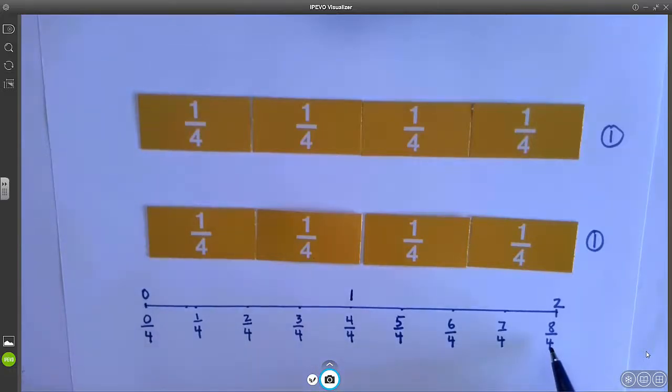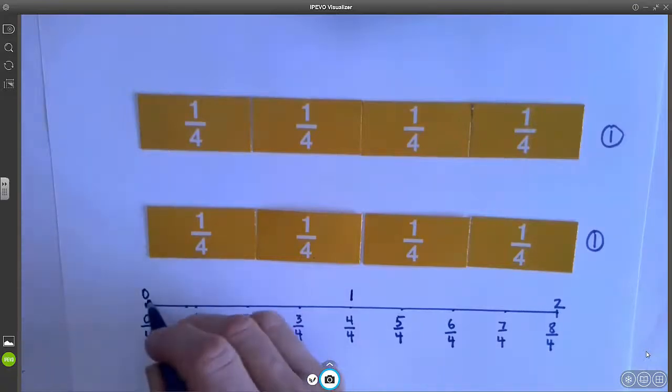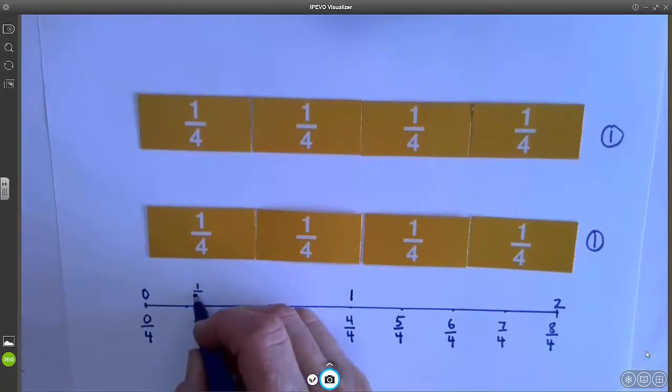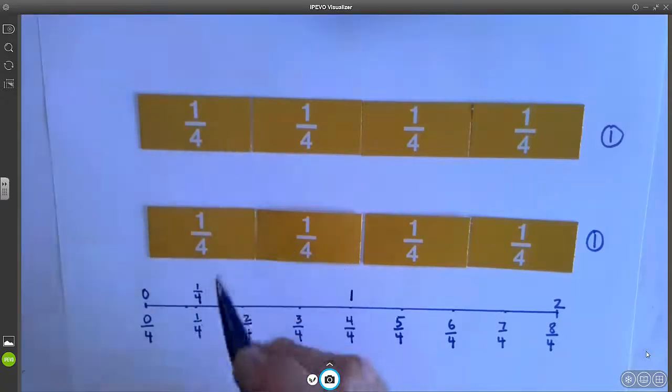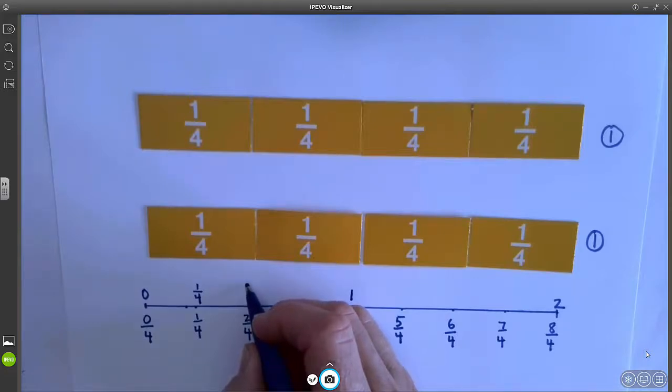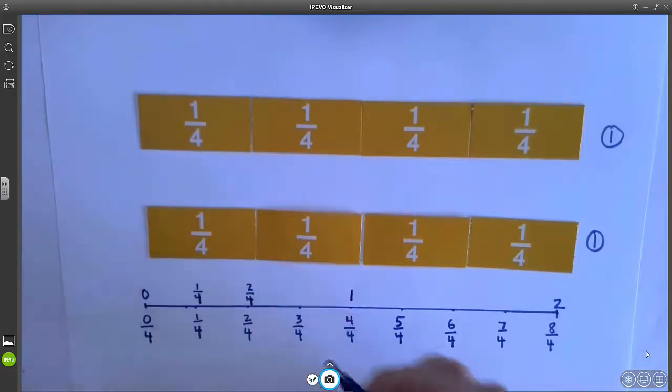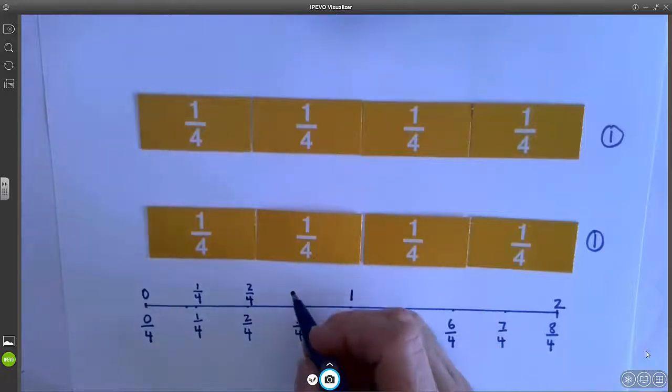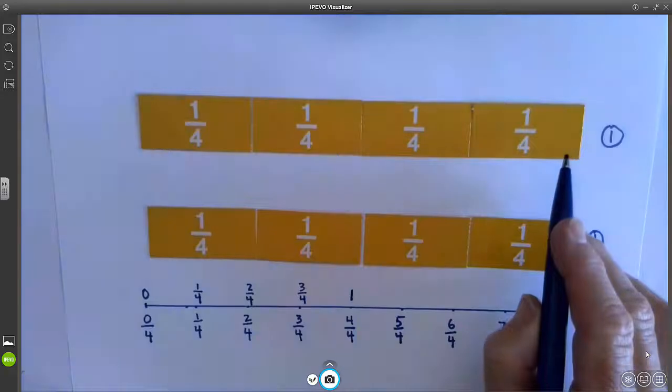7/4, 8/4. Now let's look at how we could represent that using whole numbers as well as fractional numbers, which would be mixed numbers. And you will recall that lesson from last week. So we begin at 0, and then of course 1/4 because we don't have a whole yet. 2/4, which could also be 1/2, but that's for another day with equivalent fractions. 3/4, and then we have the one whole made of 4/4.